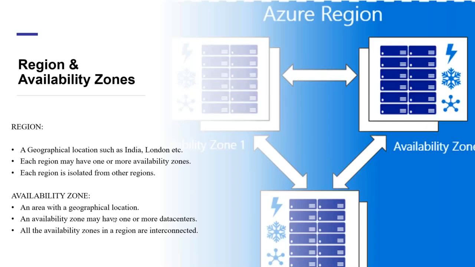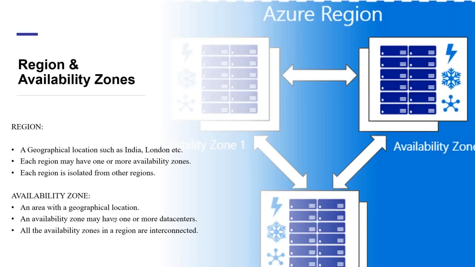Especially for India, India is a region. In that region, we have 3 availability zones. In the 3 availability zones, Microsoft is maintaining 3 data centers. One data center is available in Pune, one in Chennai, one in Mumbai. So Microsoft is maintaining 3 data centers in India: Pune, Chennai, Mumbai. Three availability zones, and the region is India.